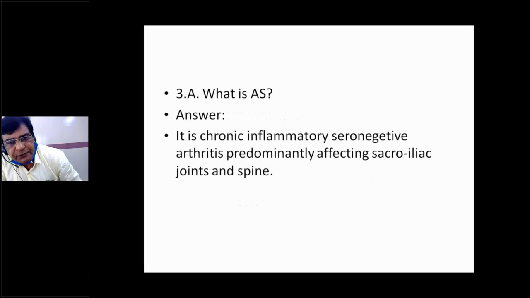What is ankylosing spondylitis? AS. It is a chronic inflammatory seronegative arthritis, predominantly affecting the sacroiliac joint and spine of the vertebra, lower vertebra. If these two joints are not involved, then it is very unlikely ankylosing spondylitis.